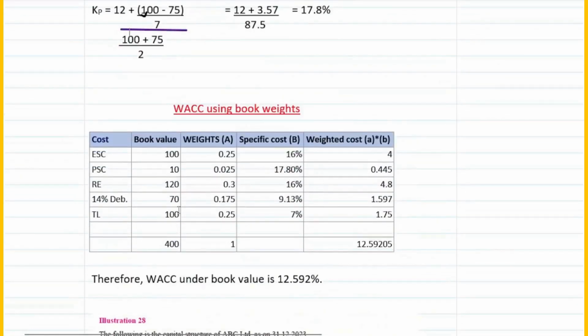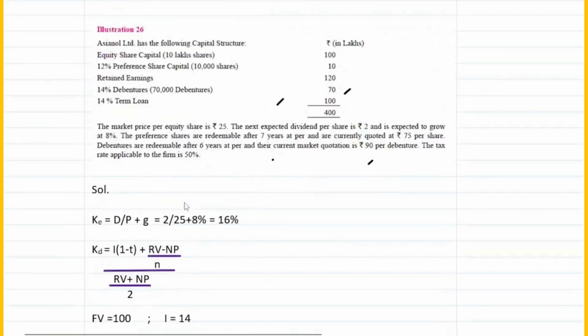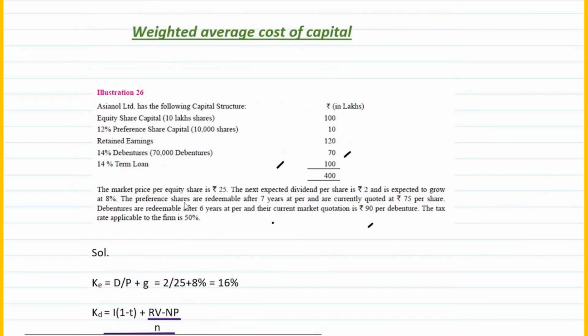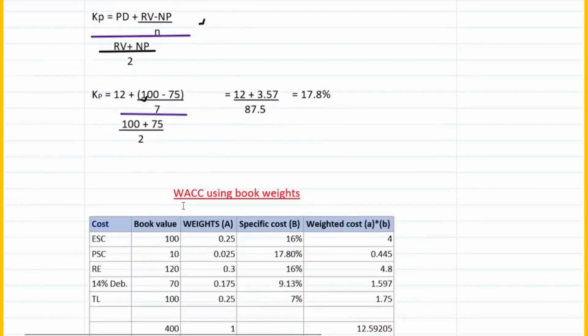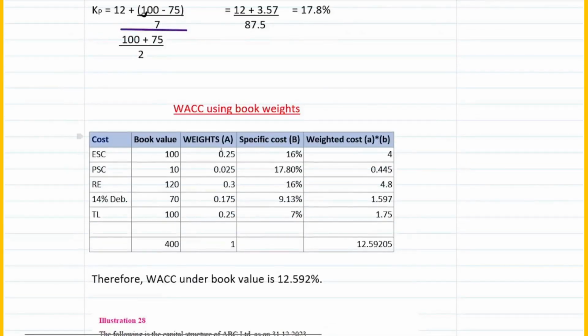So we are going to calculate the WACC based on the book value weights. So whatever is the book value, I have just given it here from the question. So the value of equity share capital, preference share capital, retained earnings, debentures and term loans. I've just copied this whole portion from the question, and then down I've given those, and then I've calculated the weights.